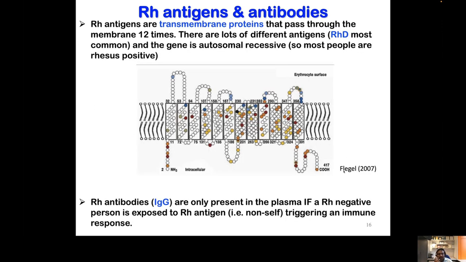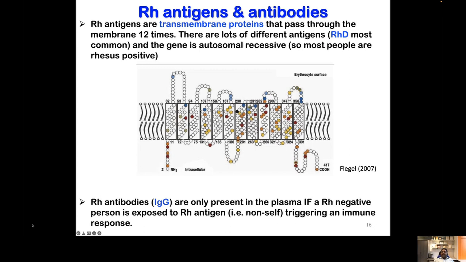A little bit more detail. What are these RH antigens and what sort of antibodies can they generate? You need to remember that we are not carrying any maternal antibodies for RH antigen. We are carrying maternal antibodies, that's IgM molecules, only for AB antigens, not for RH. RH antigens are transmembrane proteins, so they are anchored within the membrane, and they pass through the membrane 12 times.